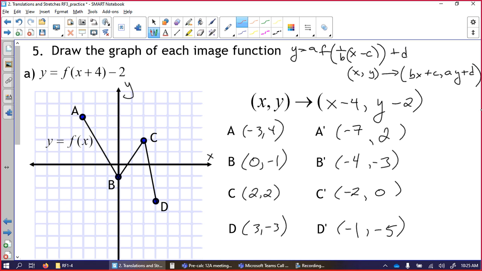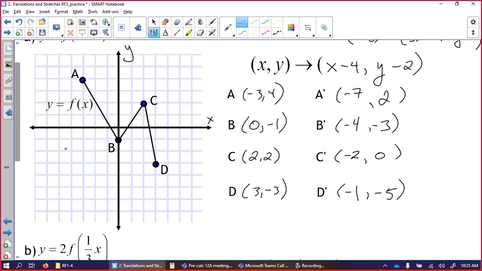So draw the graph of the image of each function. So we have to plot these points. Negative 7 and 2, so that's A prime. B prime is negative 4 and negative 3. C prime is negative 2 and 0, and D prime is negative 1 and negative 5. And we can connect these points.